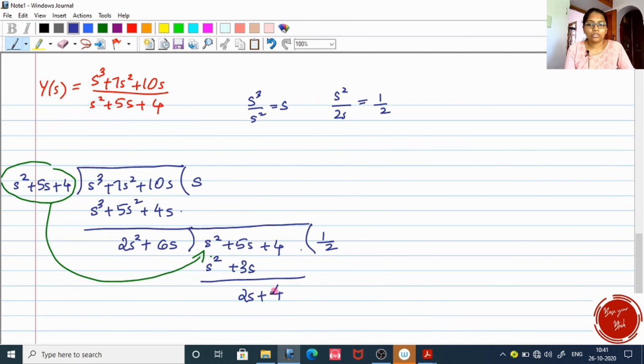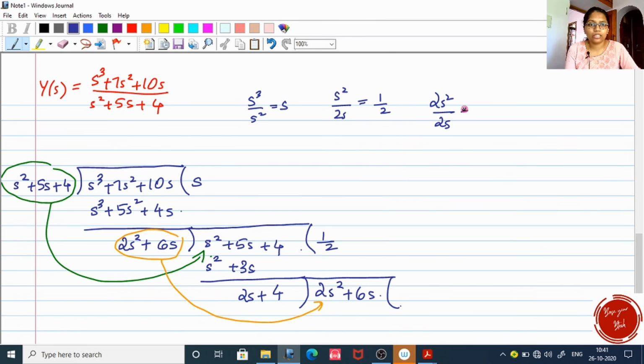So again, after getting the remainder, you draw this curve and take the previous divisor over to here. So it is 2s square plus 6s. Now divide the first terms: 2s square divided by 2s is simply s. So s is written. Now multiply this s with the divisor: s into 2s is 2s square, s into 4 is 4s. Subtract it: 6s minus 4s, 2s.